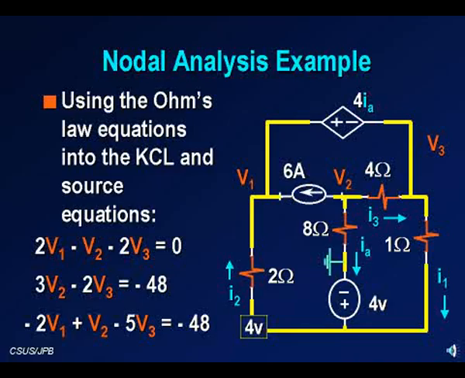Using Ohm's law equations in the KCL and the source equations, we put them into the same denominator, and collect terms for V1, V2, and V3, and we end up with three equations, three unknowns to solve.